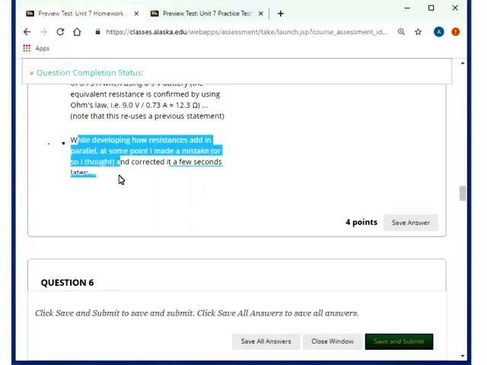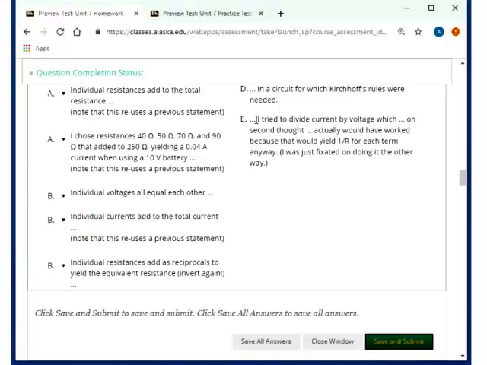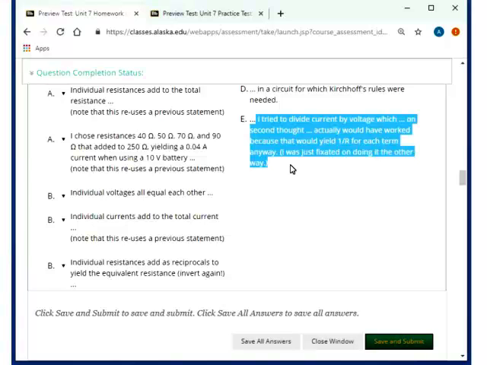While developing how resistances add in parallel, at some point I made a mistake apparently in my recording. I corrected it a few seconds later. And let's see what I was saying here. Apparently I tried to divide current by voltage, which on second thought would have worked and so on, but read through this one.